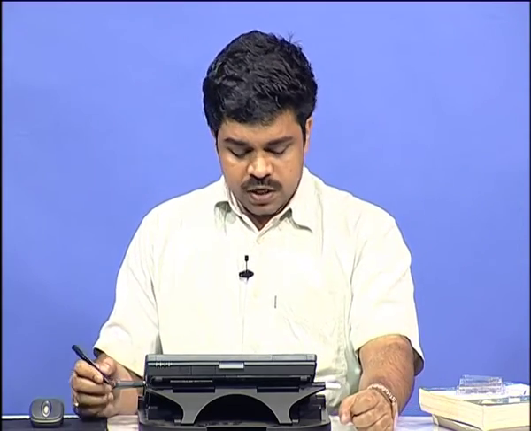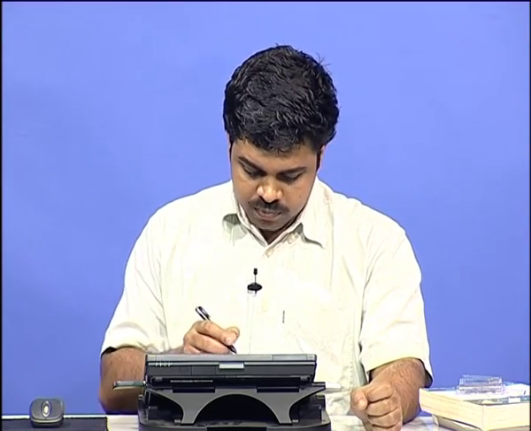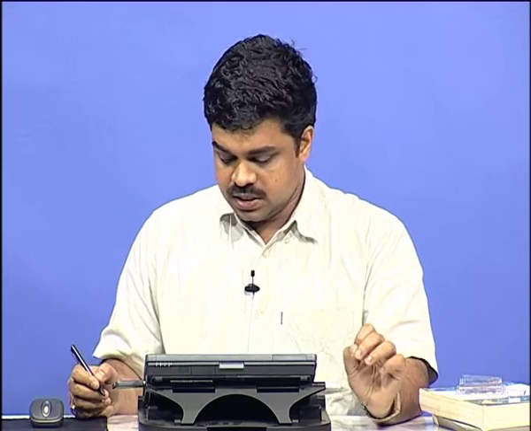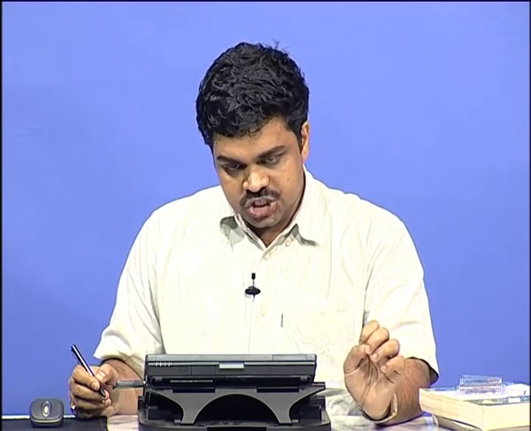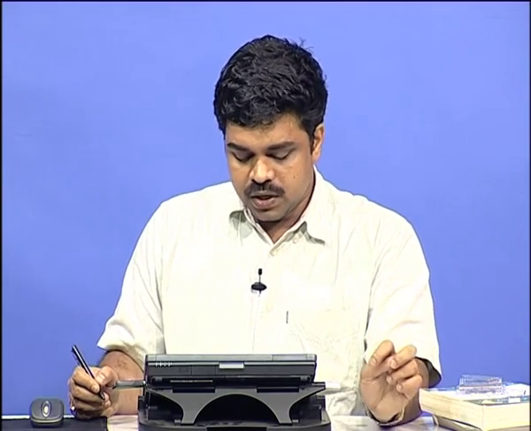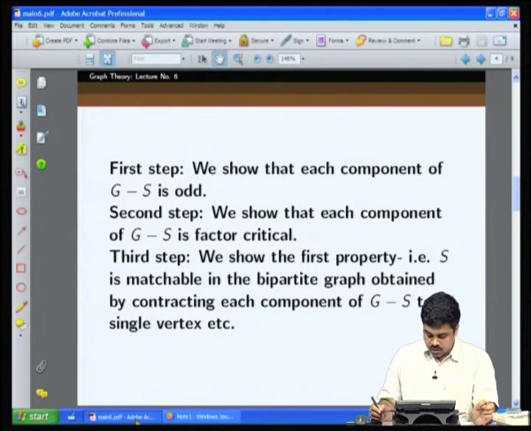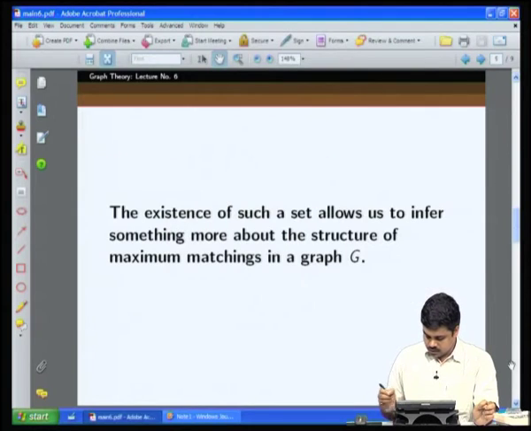So, finally, what we have shown is that these two properties are true for this specially selected set S. That is, each component is factor critical, and also the bipartite graph which we produced out of this has a matching of S.